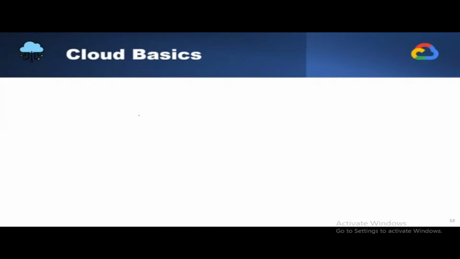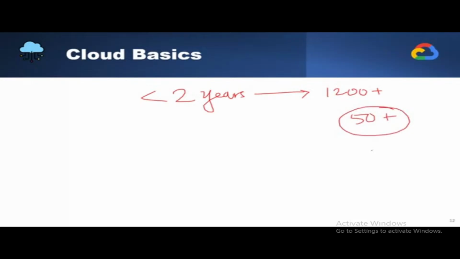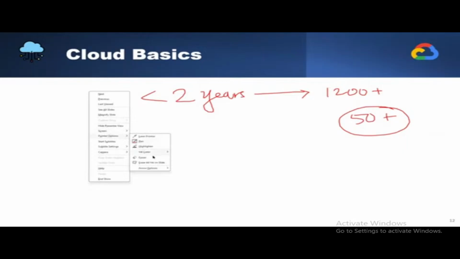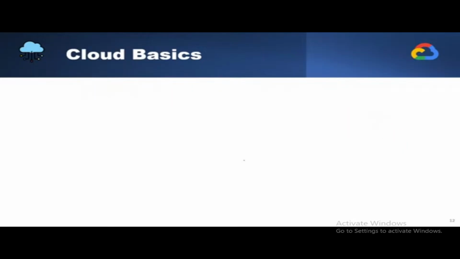I think I've told you that I've been teaching this course for close to 2 years. Almost 1200 plus students we have taught, in 50 plus batches, close to 60 batches, I don't remember exactly. And every quarter, every half year, I used to change the syllabus according to the market. And finally, today we are going to look at a very full-fledged course syllabus, or course curriculum.